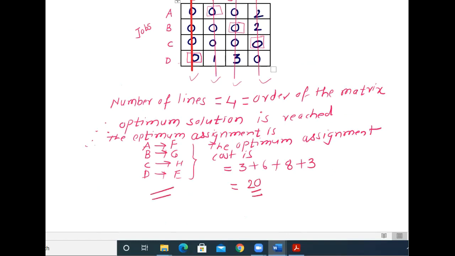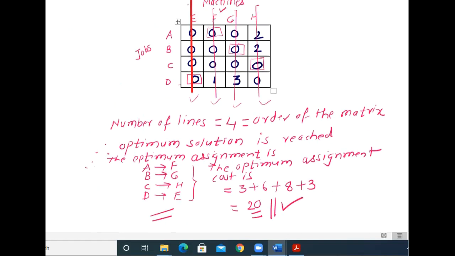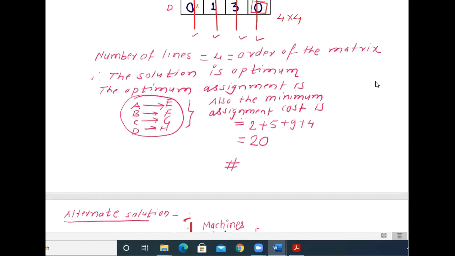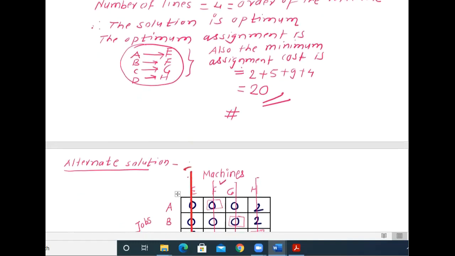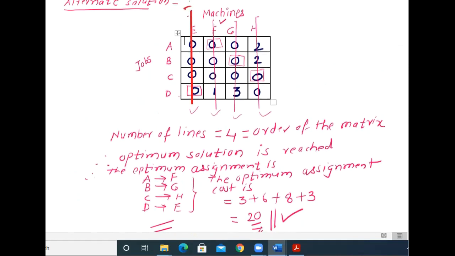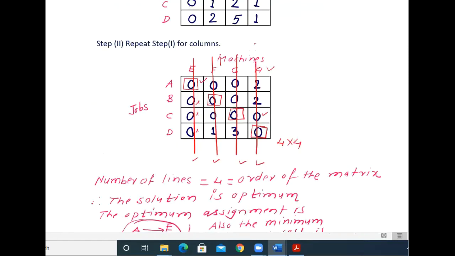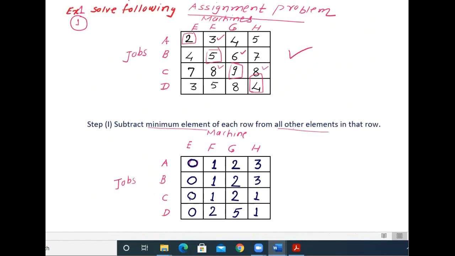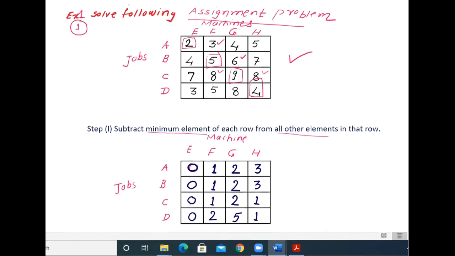So this is another solution. But what we observe is that the assignment cost is the same, 20. In the first solution also, we got the same assignment cost. So we get an alternate solution with the same minimum assignment cost. Similarly, we can have many solutions here. There are many choices, so you can have many assignments in this problem. But in all the solutions, you will get the same assignment cost. So this is how we solve this assignment problem. This is the first problem we have solved, and we have obtained the solution, and there are alternate solutions. There are many solutions for this problem.